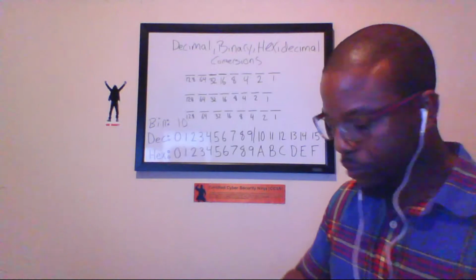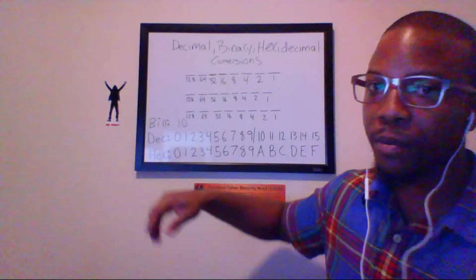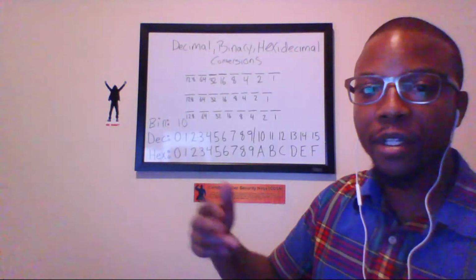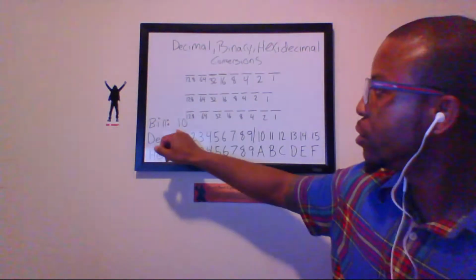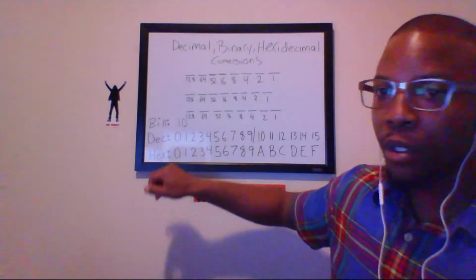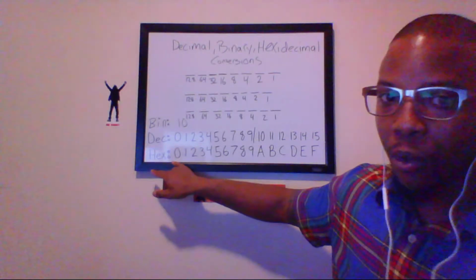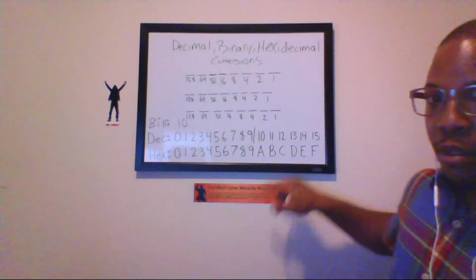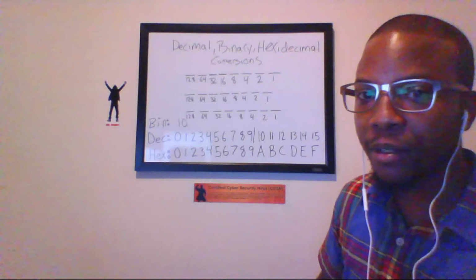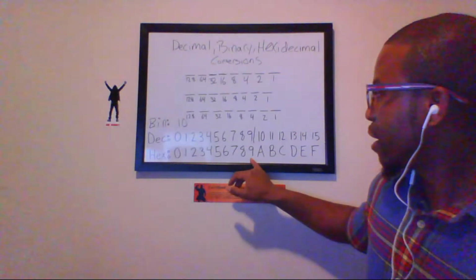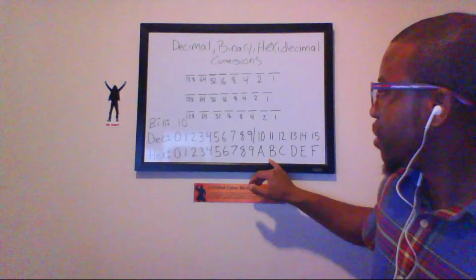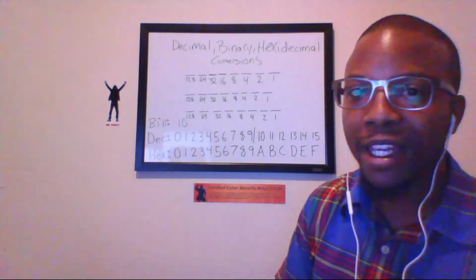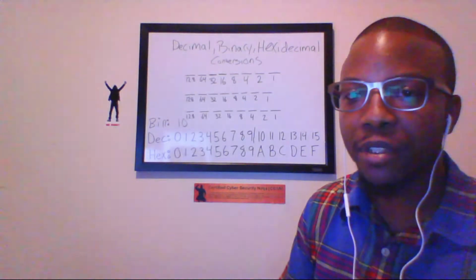Base 2 only uses ones and zeros. Base 16, or hexadecimal, has 16 characters being used in its numbering system. 0 to 9, just like decimal, and then A represents 10, B represents 11, C represents 12, D represents 13, E represents 14, and F represents 15.